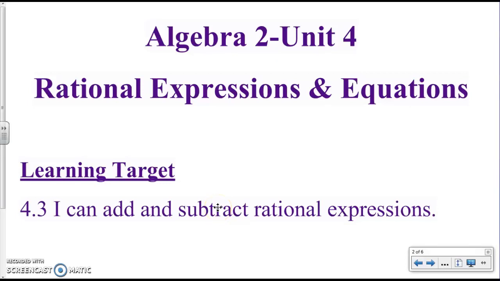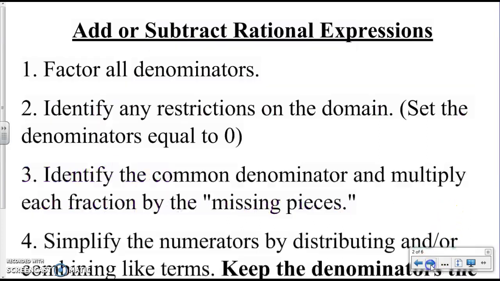Good morning. Today we're going to continue talking about rational expressions and equations, and we are going to focus on target 4.3, which is add and subtract rational expressions.